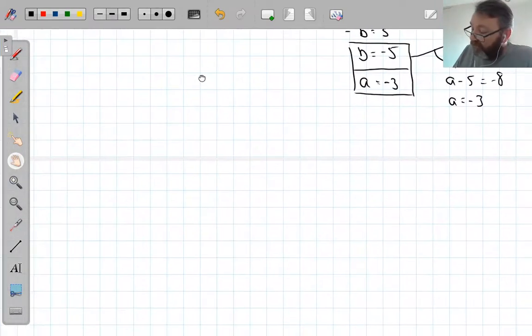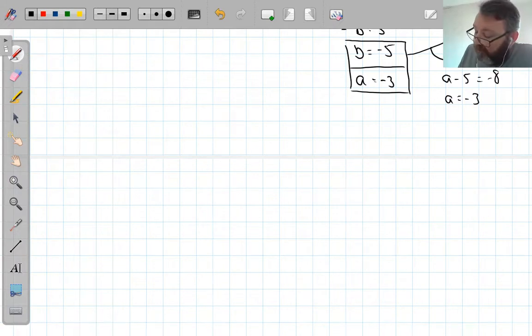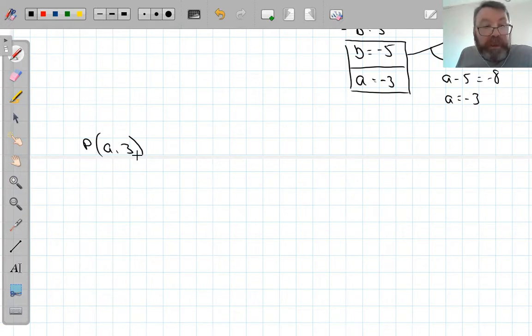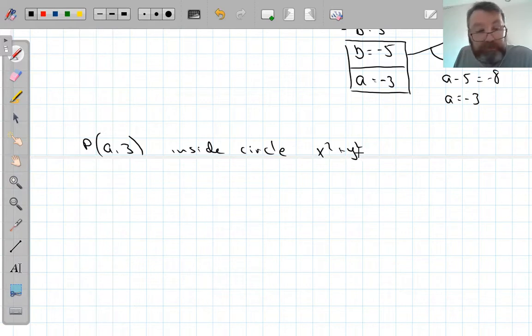Okay, so number 11, question 11. Find the range of values. Now when you hear that, a range of values, then you know you're going to be dealing with an inequality, okay? For which the point P, which is (a, 3), lies inside the circle. And what's the circle? x squared plus y squared plus 6x minus 2y minus 6 is equal to 0.